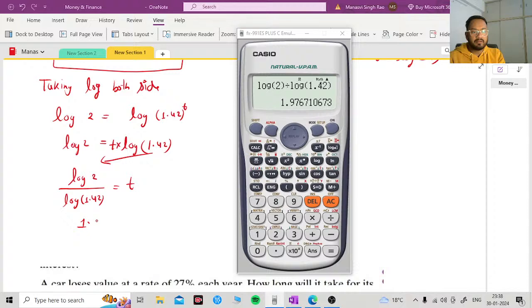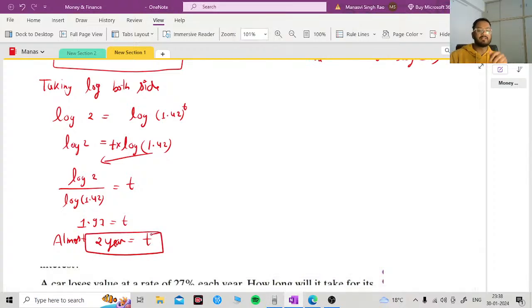So 1.97 is equals to time. That is almost 2 year, right? So time is equals to 2 year. So answer is 2 year only. Very good Umani, you are done correct.